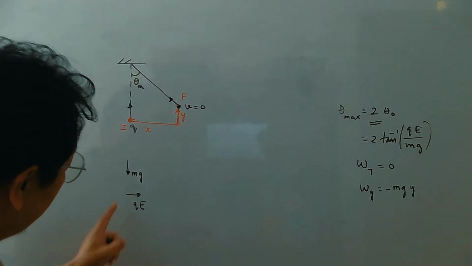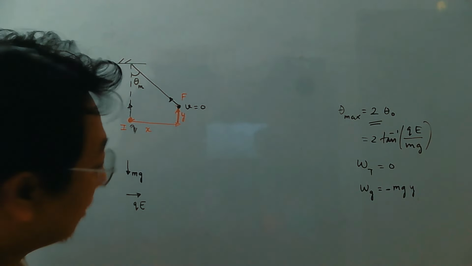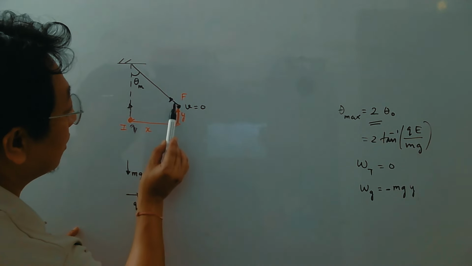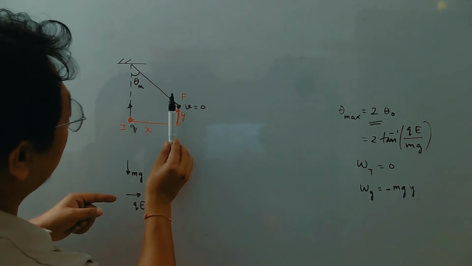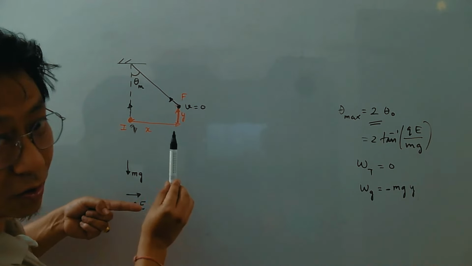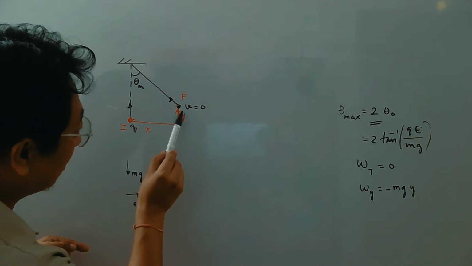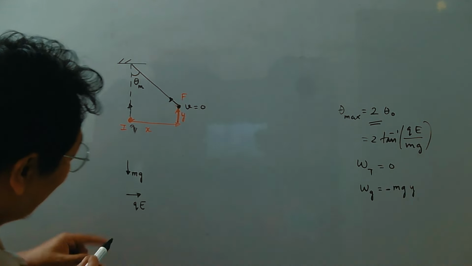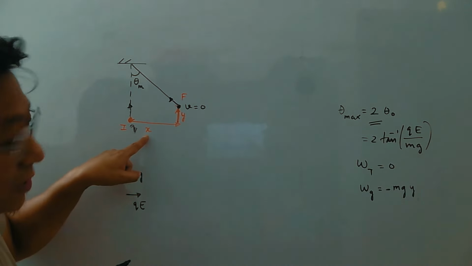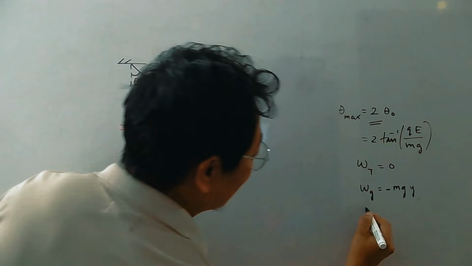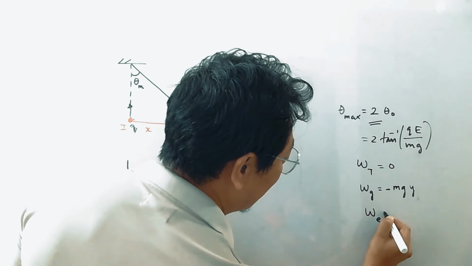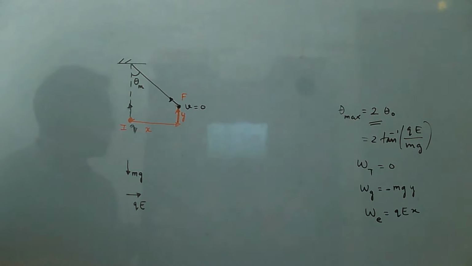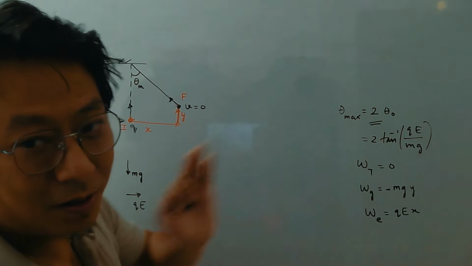Now check carefully. This is also a constant force, so there is no need to do integration. For this force, this displacement is useless because it is perpendicular to the force, so no work will be done by this force in this displacement. The only work will be done in this displacement, right? You can see this force and this displacement x are in the same direction. So the work done by the electrostatic force will be force QE into displacement. So this is the work done by all the forces.